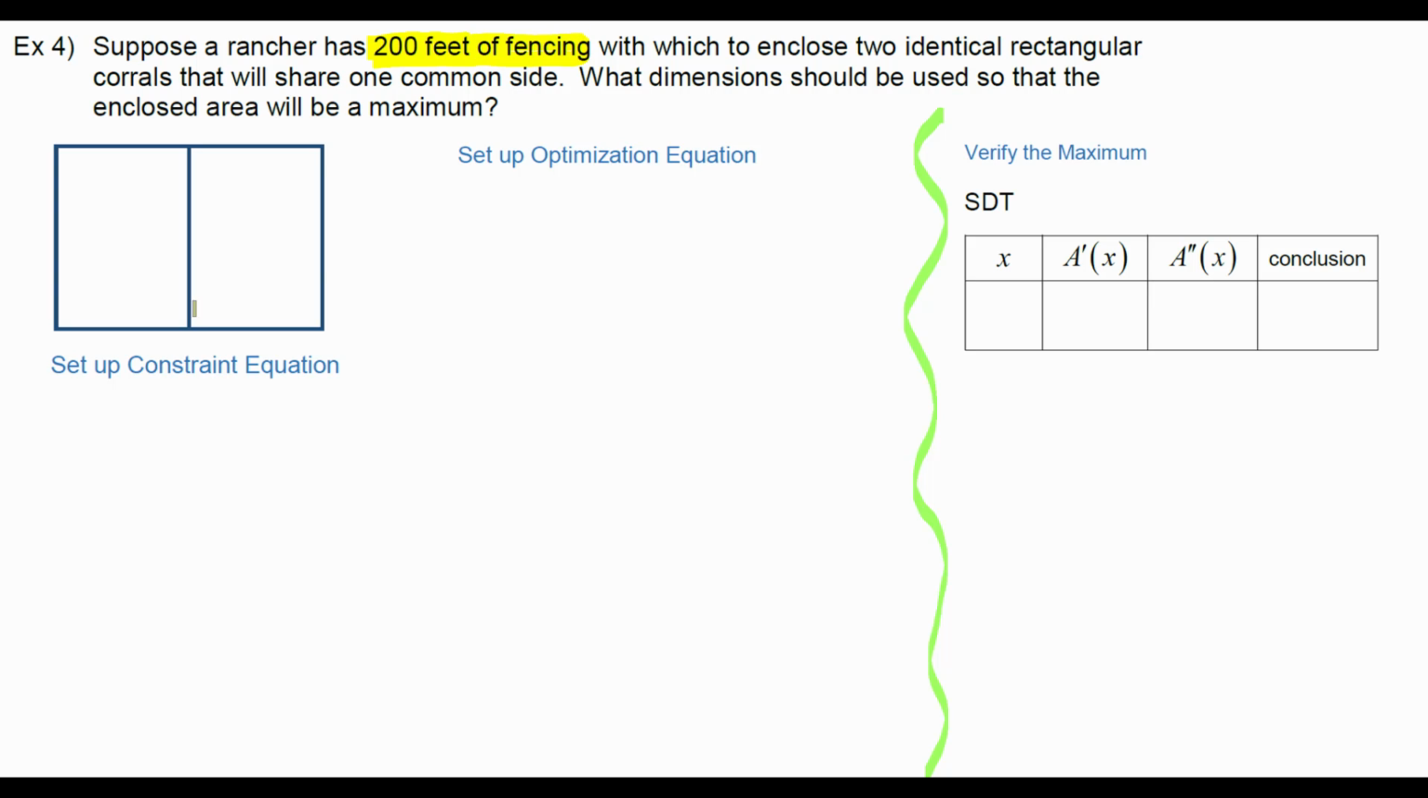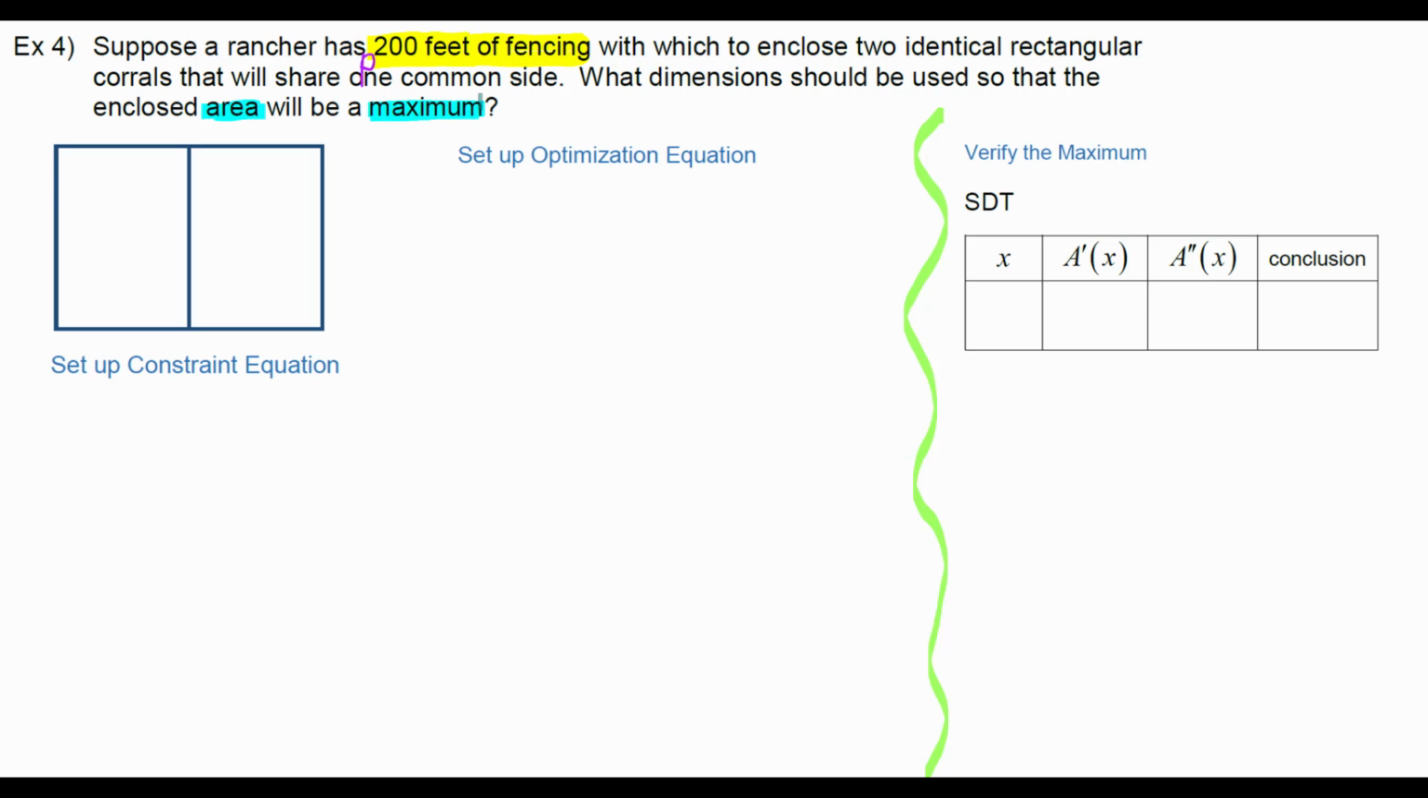So if it's a fencing material, what would that be? That is perimeter. So what's given to me is perimeter P. And the question is, what dimensions should be used so that the enclosed area will be maximum? We're trying to maximize this area. So we want area to be maximum.